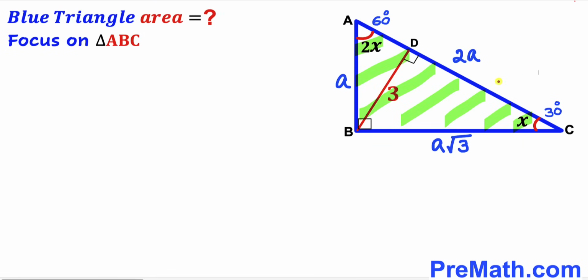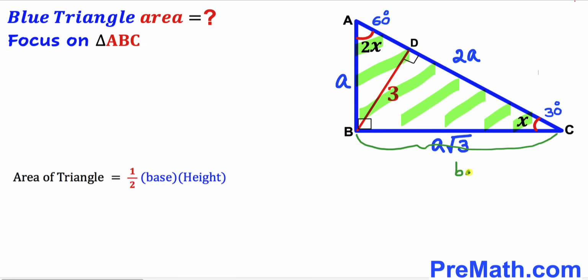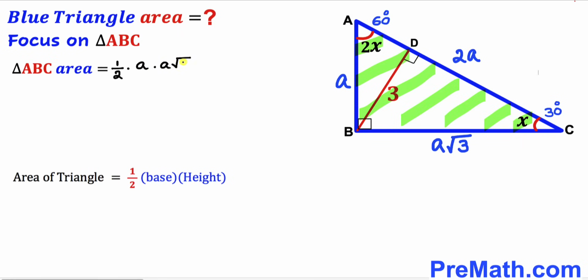And since we are interested in calculating the area of this blue triangle ABC, now let's recall the area of a triangle formula. Area is always equal to a half times base times the height of the triangle. And now we could see the base of this triangle is a times square root of 3, whereas the height of this triangle is lowercase a. So therefore this triangle ABC area is going to be a half times a times the square root of 3.